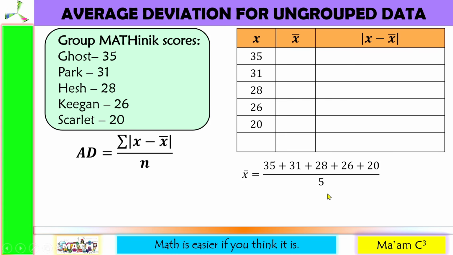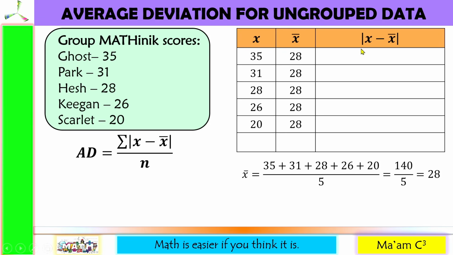35 plus 31 is 66. 66 plus 28 is 94. 94 plus 26 is 120. 120 plus 20 is 140. So 140 divided by 5 will give us 28. So this is our x bar, 28.